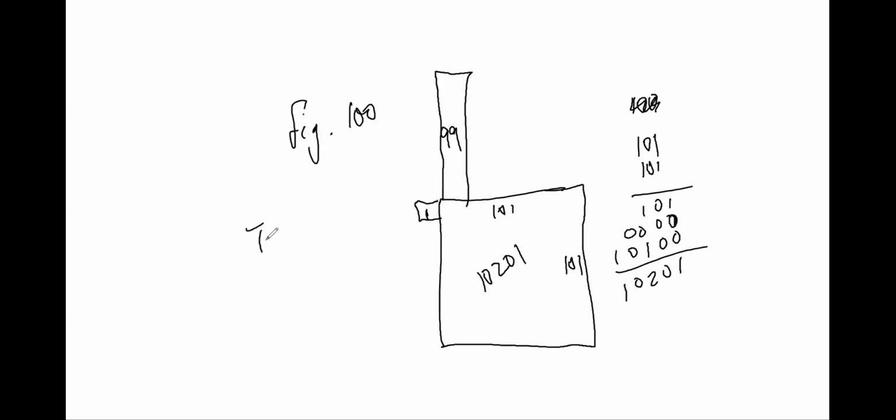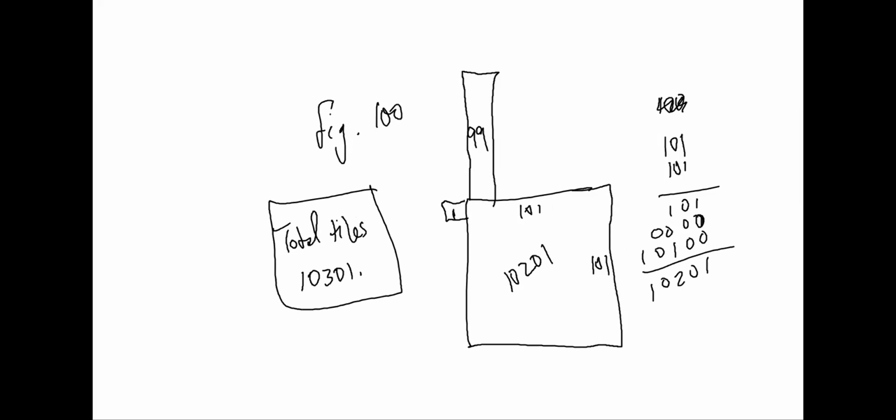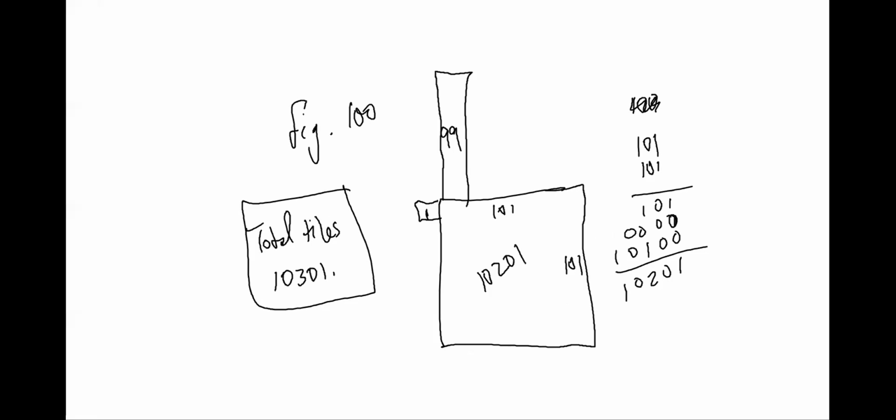So I can say the total tiles is going to be 10,301. So that's a description of figure 100. Figure 100 would have 10,201 here on the side, 99 on top, and 1 on the side. And that answers the question, what would the 100th figure look like? How many tiles would it have? And how can you justify it? So that's my justification. Thank you for listening, and I shall now stop recording.